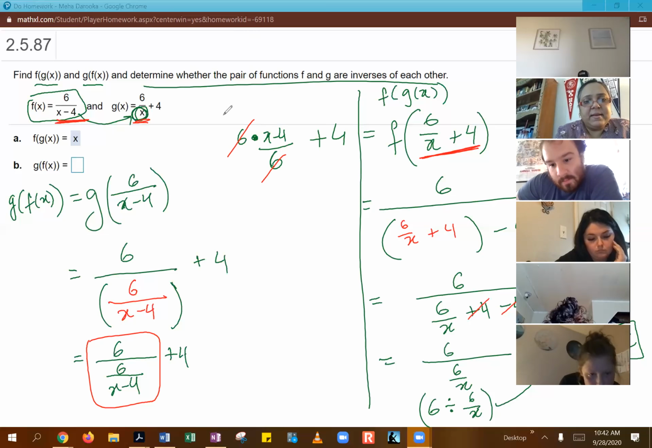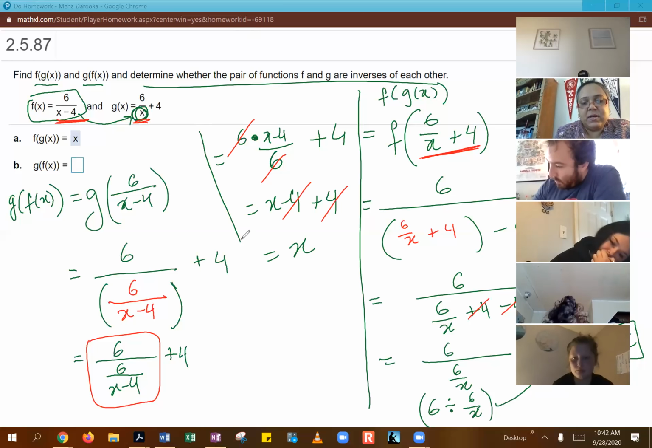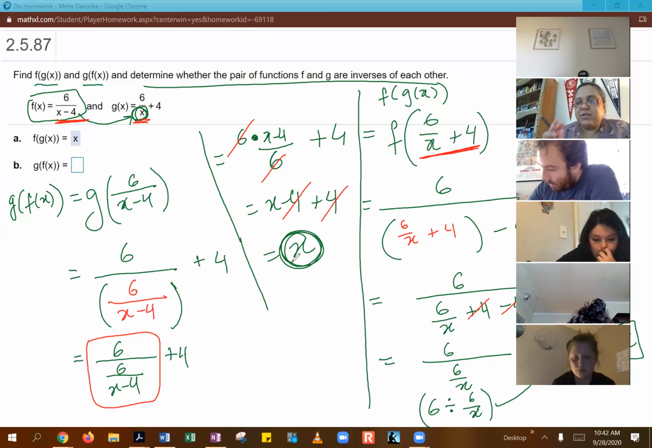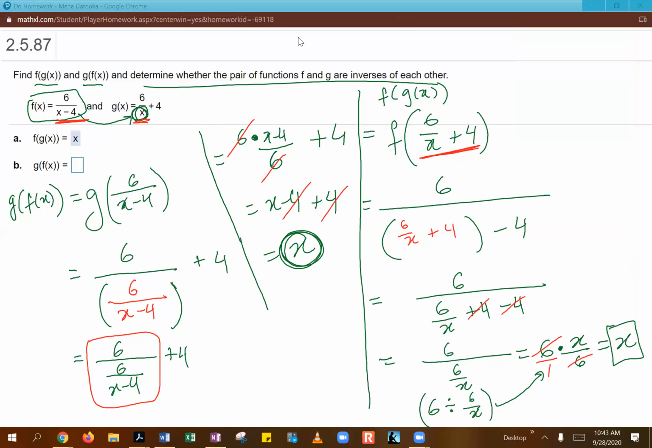And you end up getting x minus 4 from the numerator that's left behind, the plus 4 from here, and again you will notice plus 4 minus 4 will cancel each other out, and again we ended up getting the answer x over here. So again, if you can show that you get an identity result, then we know these functions are going to be inverses of each other. So if we can get x as the answer for both, we actually do have inverse pairs of each other.